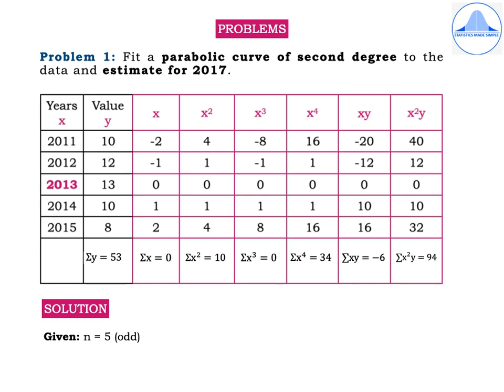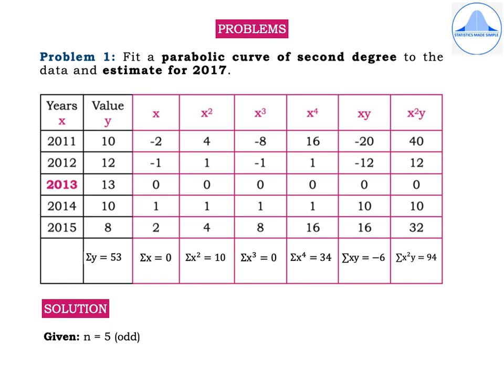Problem 1. Fit a parabolic curve of second degree to the data and estimate for 2017. In the first column, we have the years 2011, 2012, 2013, 2014, and 2015. The corresponding values are 10, 12, 13, 10, and 8. Below the table, write solution: given n equal to 5 (odd). Now, the middlemost year is 2013, which is highlighted in pink color.